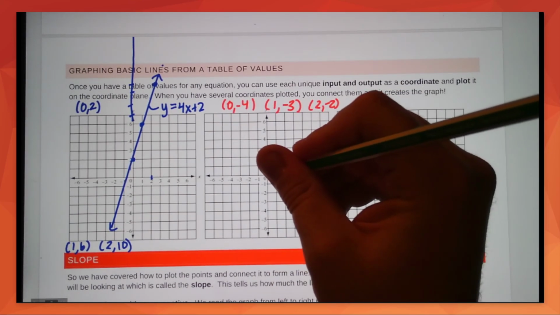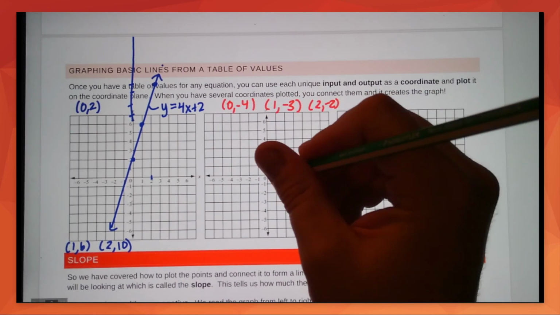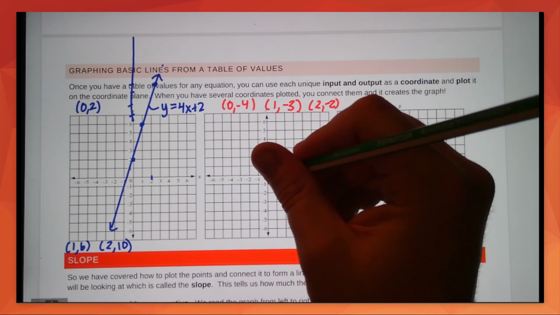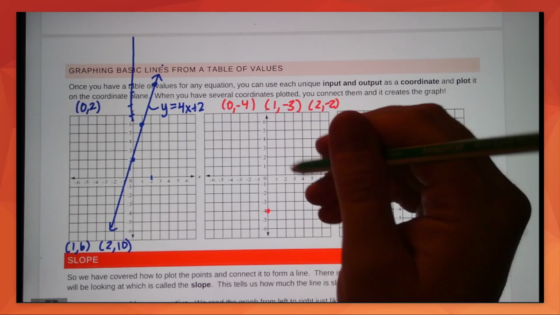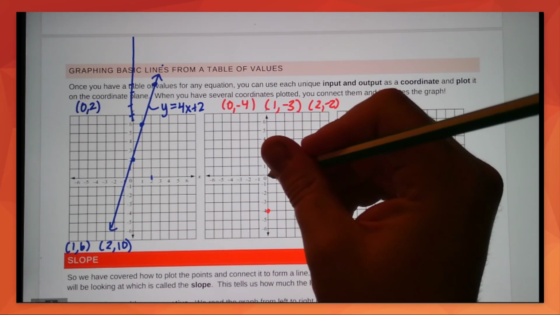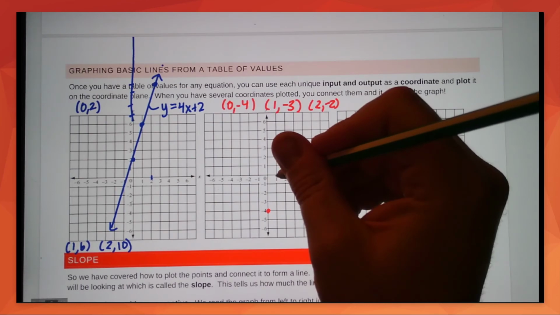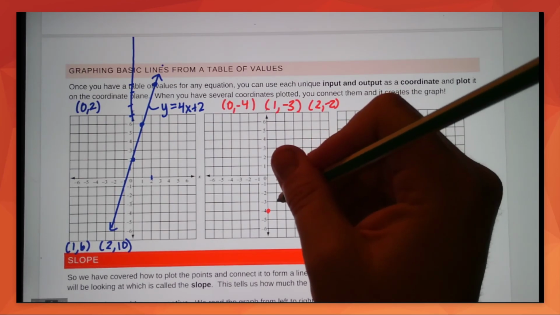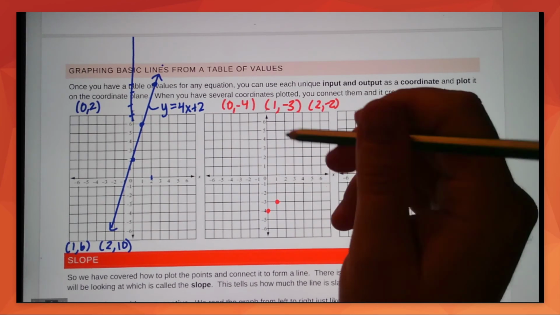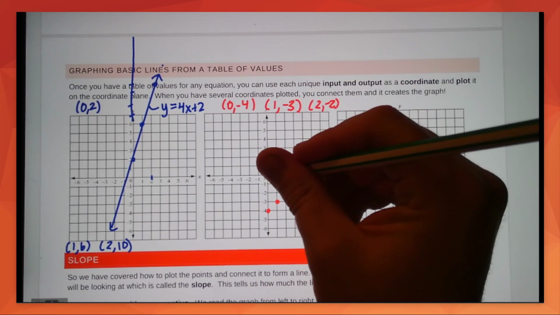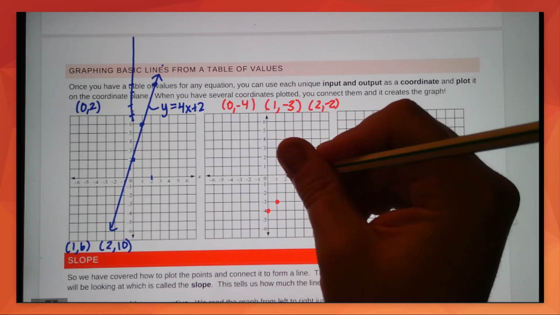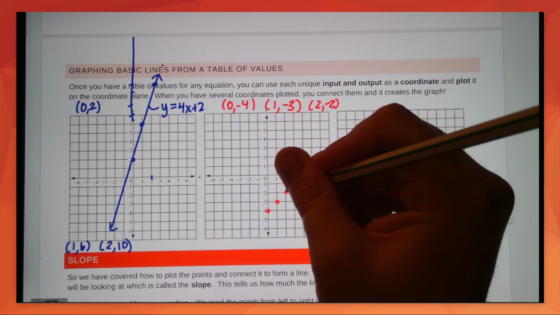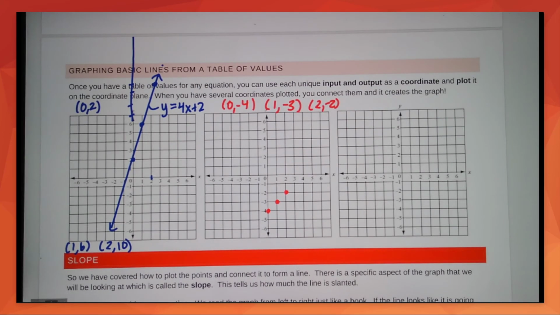That means I start at 0. I'm not going anywhere left or right on the x-axis, but I'm going to go down 4 to negative 4. My next point is 1, negative 3. 1 means I'm going to go to the right one. It's positive. And then negative 3 means I'm going to go down 3. And then 2, negative 2. That means I'm going to go positive 2 on the x-axis, and then negative 2 on the y-axis. So I have 3 points there.